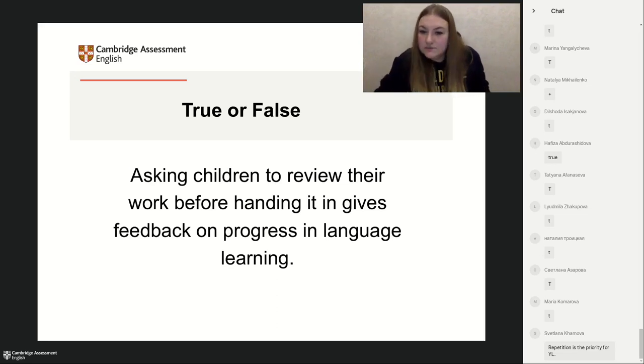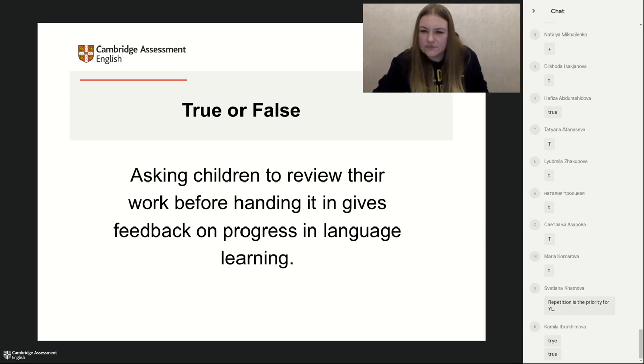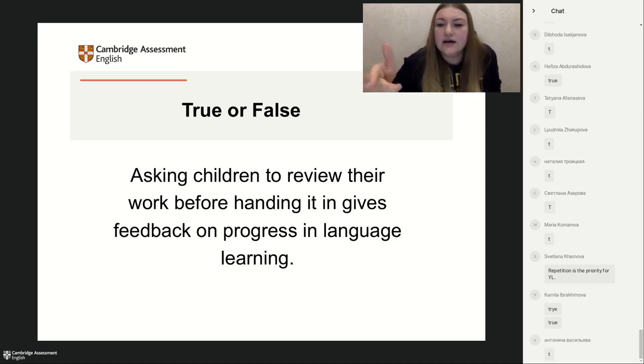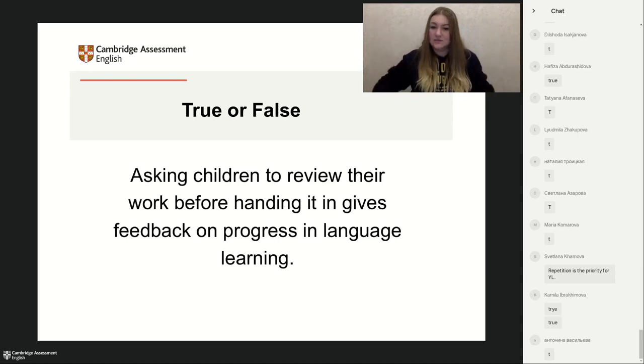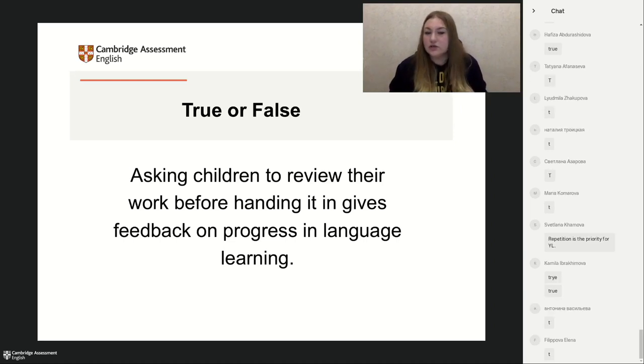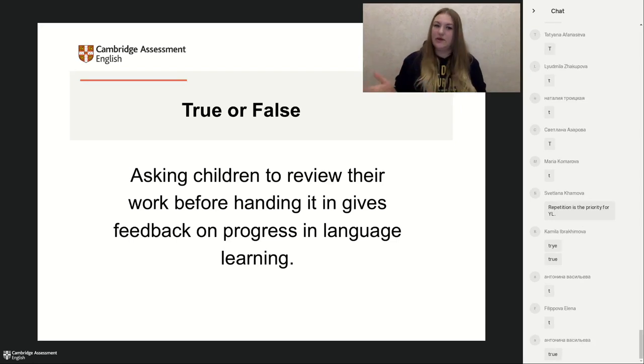Right, repetition is the priority for young learners. Yeah, that's true, I agree. So you asked about color dictation. That's the thing that is taken from Cambridge Wiley exams. But I use it very often with different pictures in our course books, even if this particular group is not preparing for a Cambridge exam this year, for example.